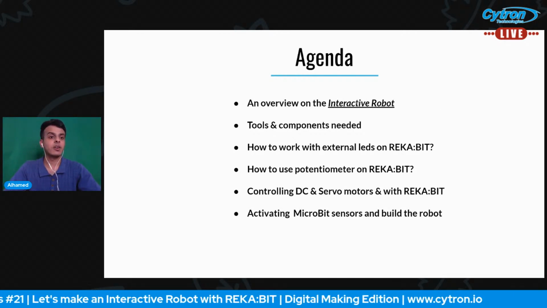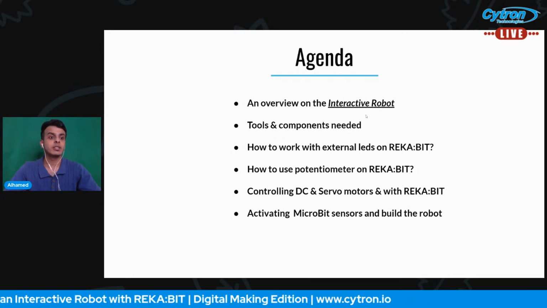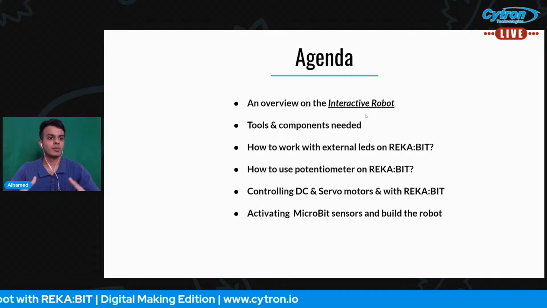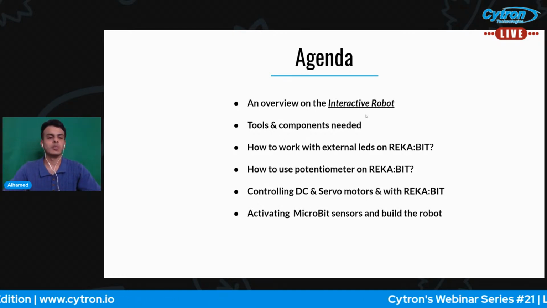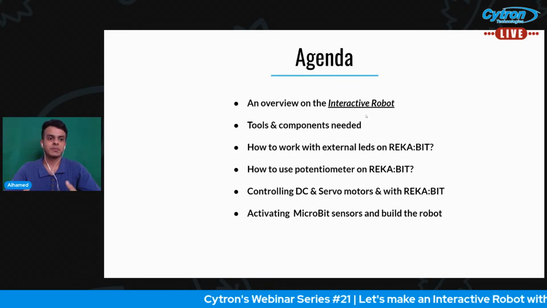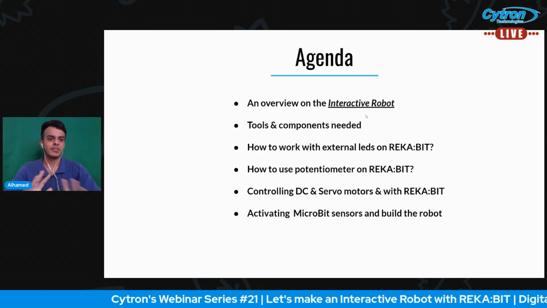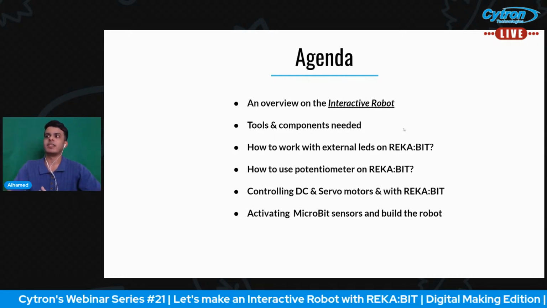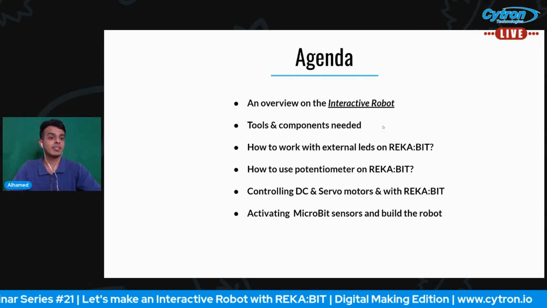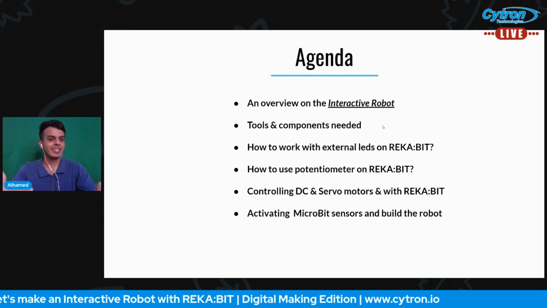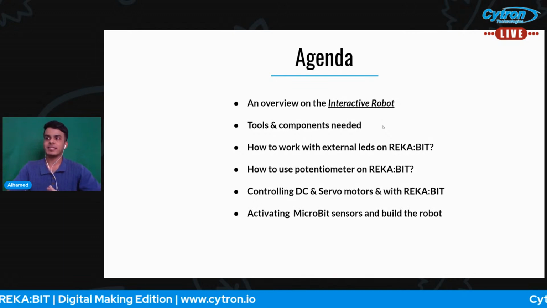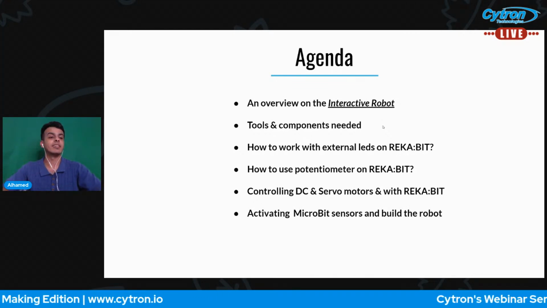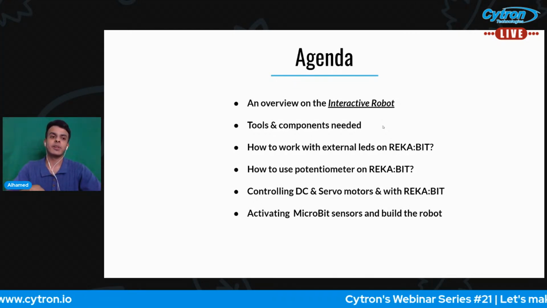Firstly, we will have an overview of the interactive robot. We will build a robot using REKA. We will see how that robot works and what it can do. It's really cool, really awesome. You're gonna love it, guys. Then we will see the tools and components we will need in order to make that robot. After that, we will learn how to work with the external LED on REKA bit.